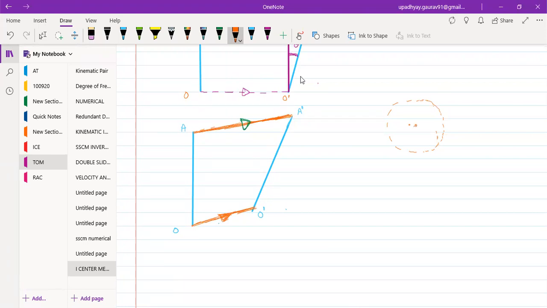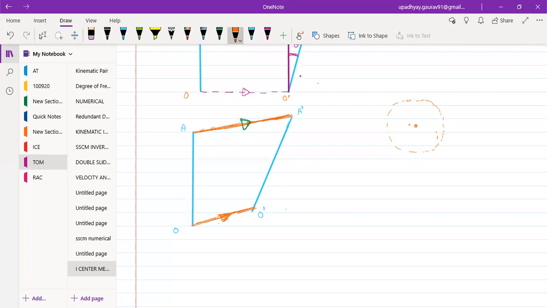So if I'm saying that any point on the given link is moving in this circular path, what does it mean? Is it moving in rotation or in translation? Rotation. Very good.